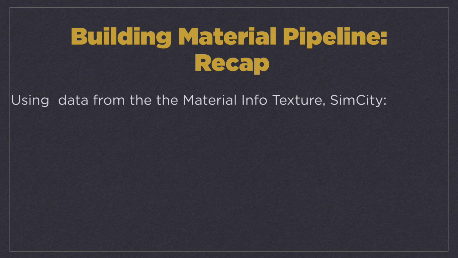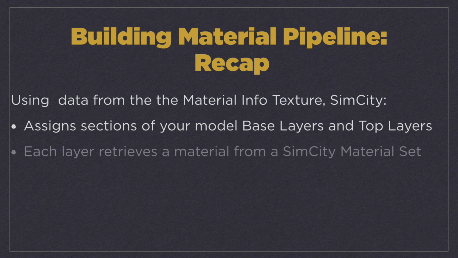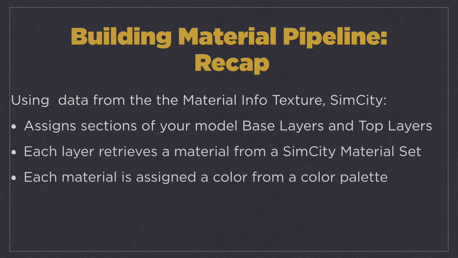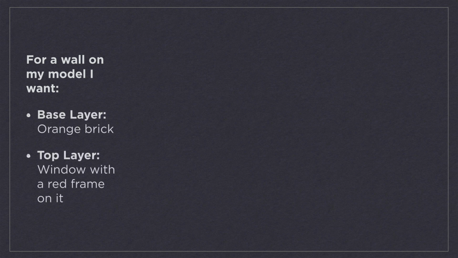Using data from the material info texture, SimCity assigns sections of your model base layers and top layers. And each layer retrieves a material from a SimCity material set, and each material is assigned a color from a color palette. And special sections of your model, mainly the windows, are assigned an image from an interior map texture. So for example, for a wall on my model, I want the base layer to be an orange brick material, and the top layer to be a window with a red frame on it.